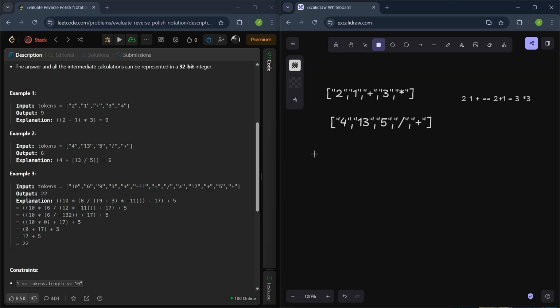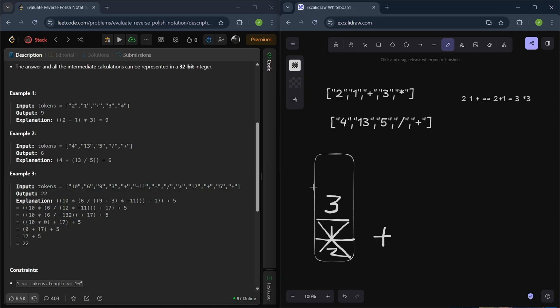Let me give you a visualization with this stack, how it's working. Okay. First, I'm going to take this first example. I'm going to insert the first number, then the second number, 2 and 1, and then we have come up with the operator that is plus. So we are going to use the top two values of this stack and add them, we will get 3, right? So we are going to replace this with 3 and insert it in this stack. Good.